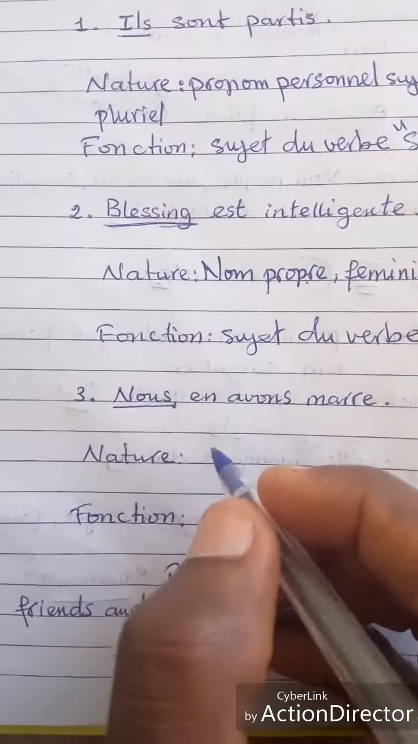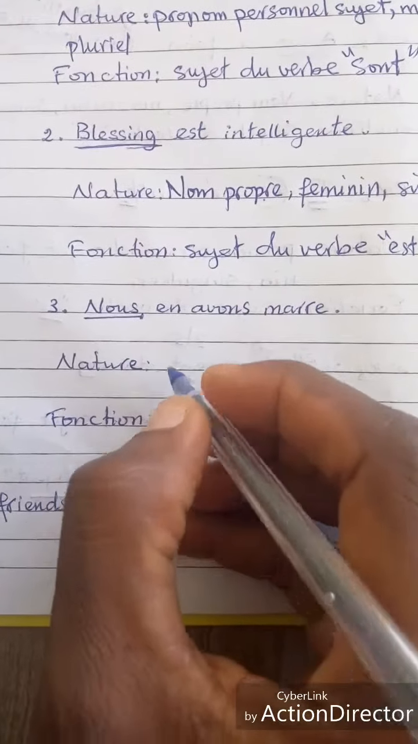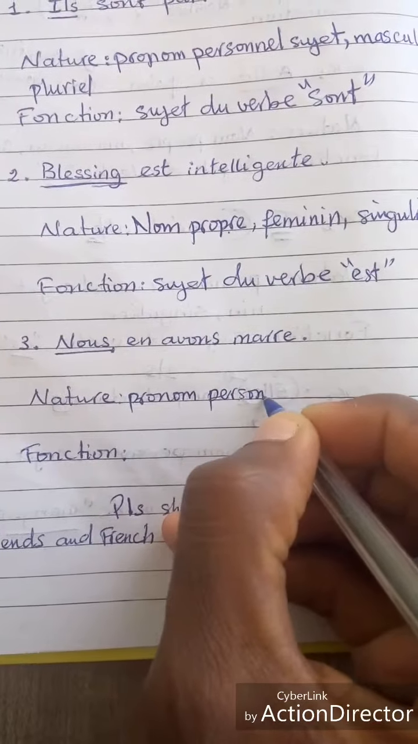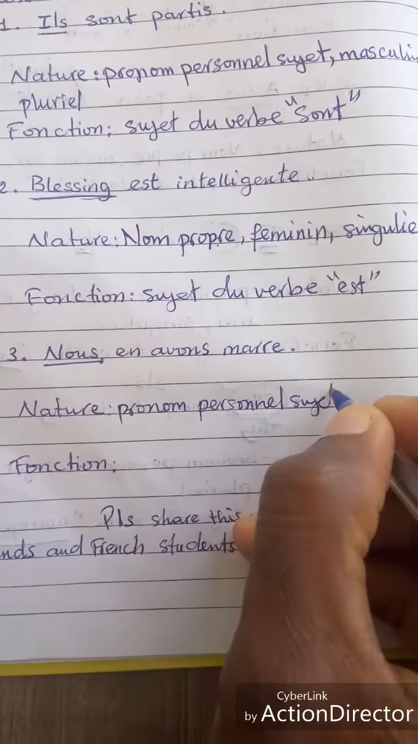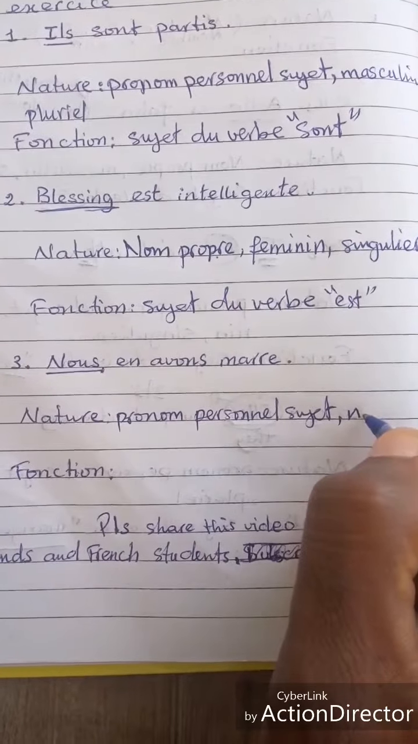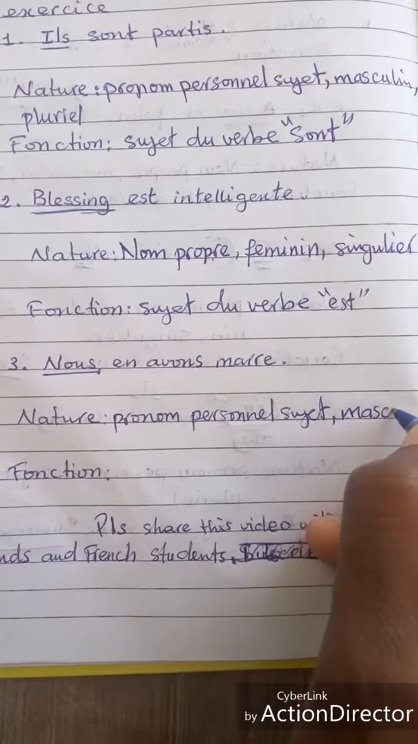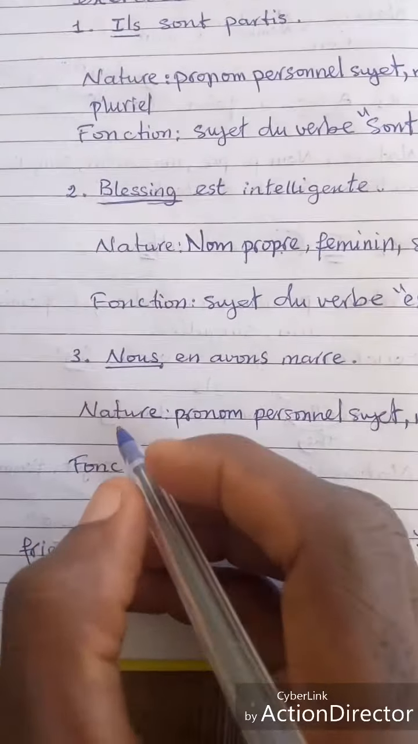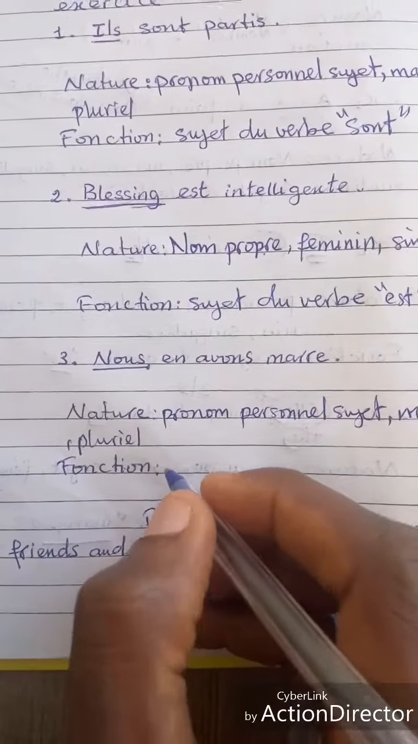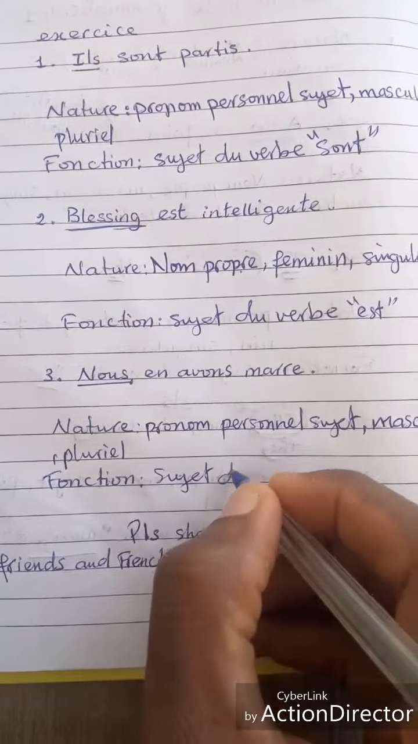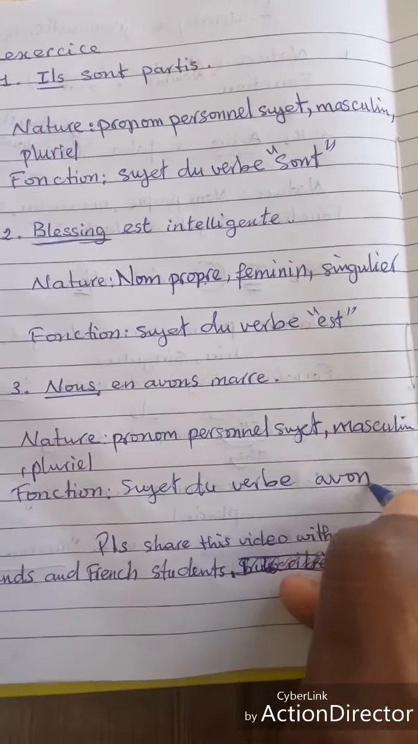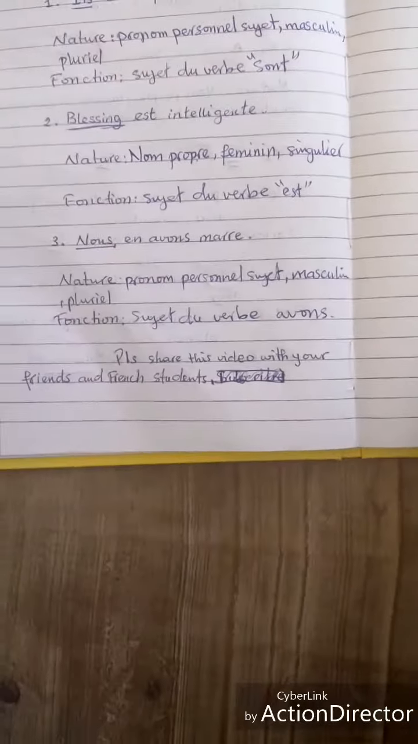So for "nous", I come here. Nous is what? Pronom personnel sujet. What gender? Is it masculine? It can be masculine, it can be feminine. Since we don't know, we write masculine. Masculin, pluriel. En fonction, sujet du verbe avons. Okay, so this is it.